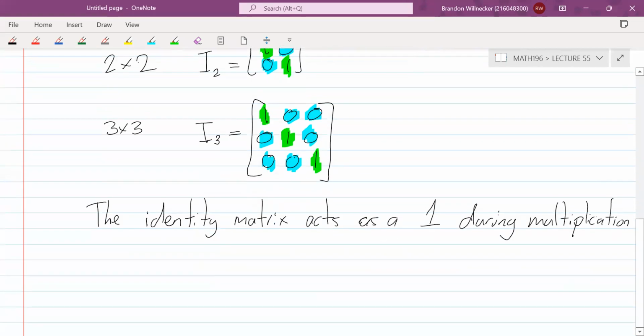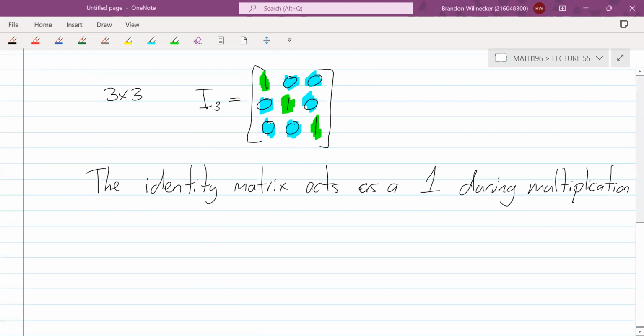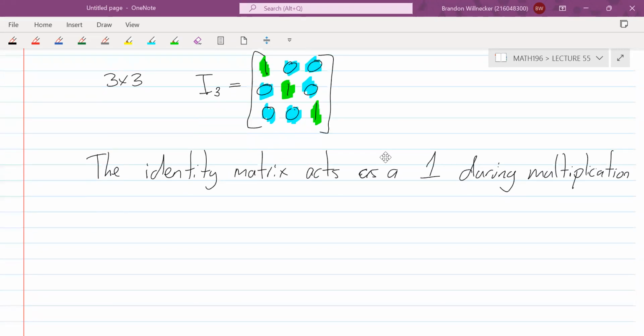Okay, so what do we mean by that? Well, with normal numbers, if you multiply by a 1, it doesn't change anything. So we have the same idea with matrices. If you multiply a square matrix by the identity matrix, it stays the same. Or if you multiply the identity matrix onto a column matrix, like a single column, it stays the same as well. So we'll see a couple of examples.